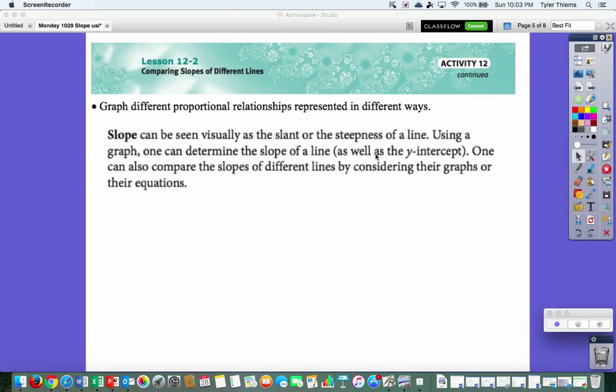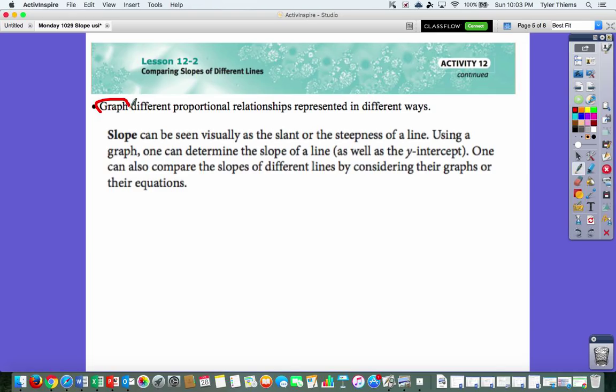We're going to be comparing slopes of different lines. The learning target today is we're going to be graphing proportional relationships that are represented in different ways. So we're going to be looking at slope again today.